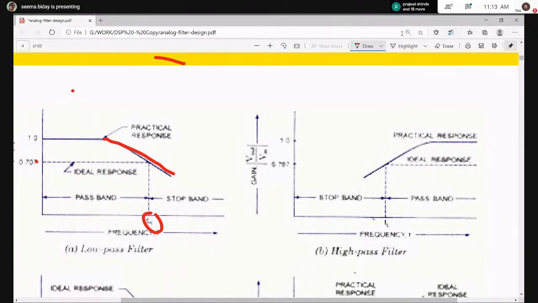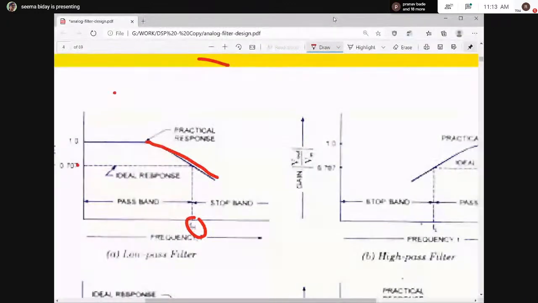Do you know, yes, about the filters? Pranav, do you know about these filters? Yes, ma'am, we did. Okay, so shall I go ahead? No need to explain. What is the 3 dB? Ma'am, the image is a bit blurry. Okay, no issues, no issues.